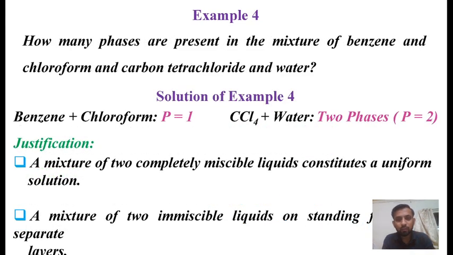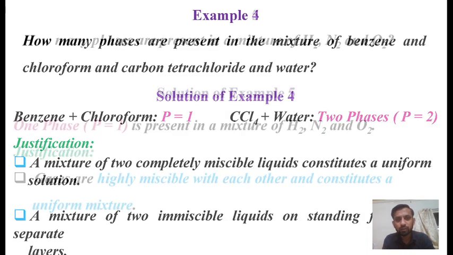How many phases are present in the mixture of benzene and chloroform and carbon tetrachloride and water? A mixture of two completely miscible liquids constitutes a uniform solution. Benzene and chloroform both are miscible liquids with each other, therefore they constitute a single phase. Therefore mixture of benzene and chloroform has one phase, while a mixture of two immiscible liquids on standing forms two separate layers, and here carbon tetrachloride and water both are immiscible with each other and they form the two separate layers, therefore they constitute the two phases.